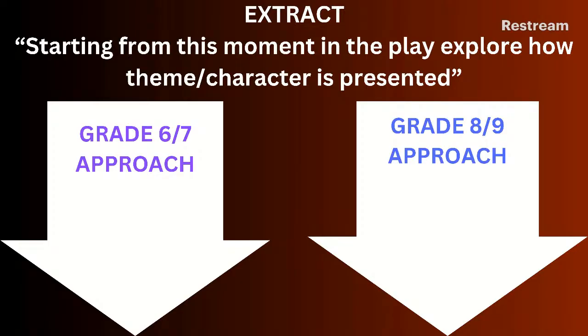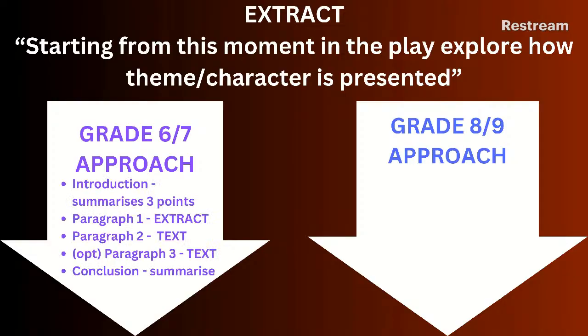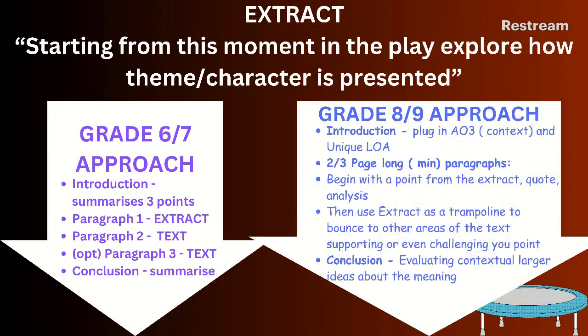Now, I believe there are 2 different ways to approach this. You've got the grade 6 or 7 approach or the grade 8 or 9 approach. Going through the 6 or 7 approach, you have your introduction, your 2 or 3 paragraphs, and in your introduction, you're just summarizing your 3 points. In your paragraphs, you say 1 paragraph about the extract, 1 paragraph about the text. And your conclusion just summarizes that. I believe that if you want to aim for a higher grade, you might want to try the other approach. Both approaches are quite good, and you can actually get a higher grade with the first one, but it'll be a bit more difficult to do.